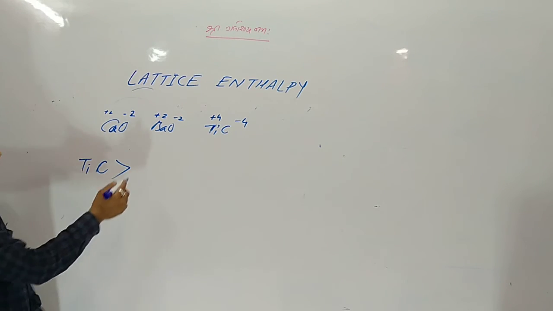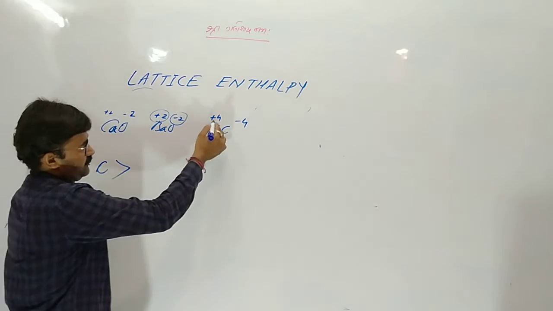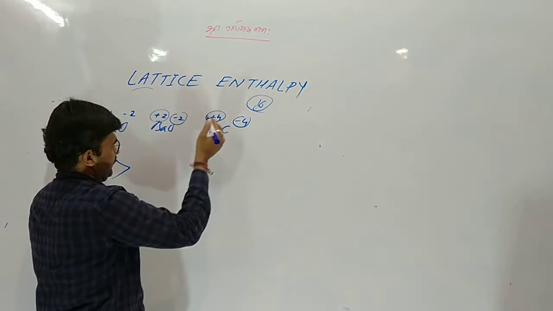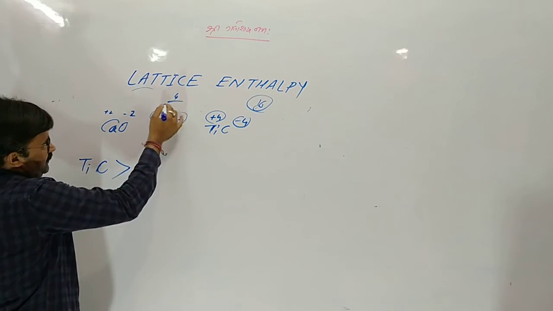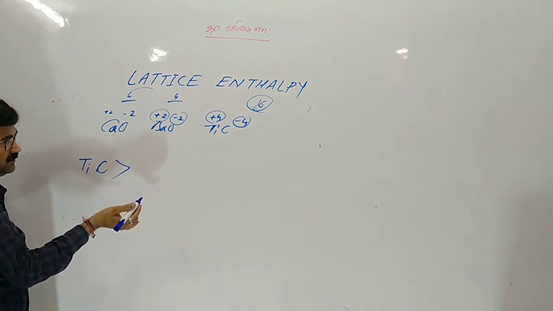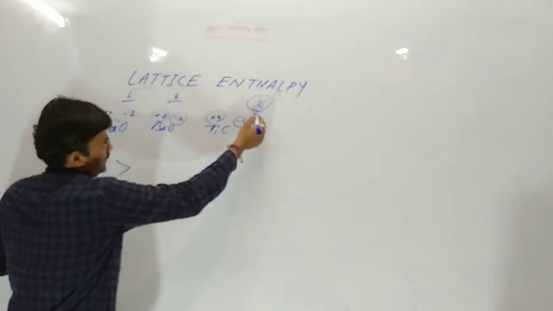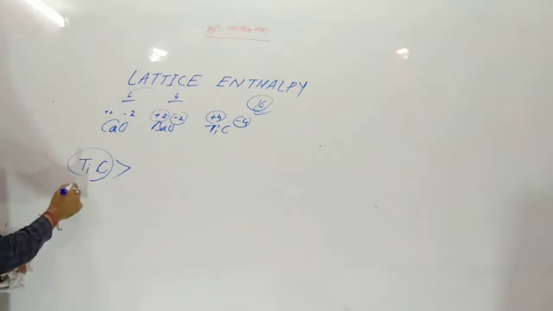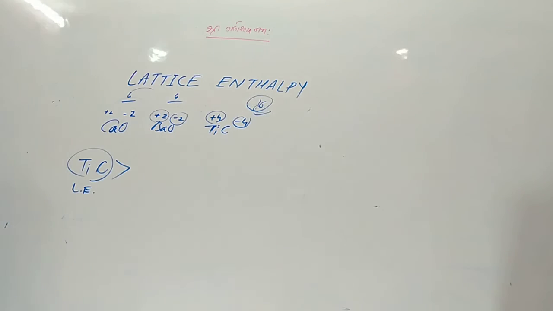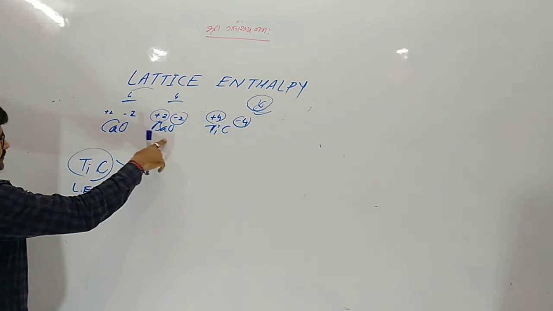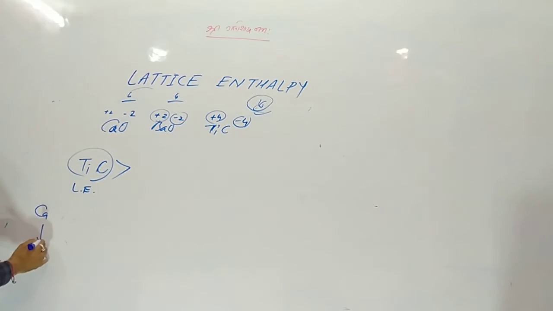Now plus 2 plus 2, here the upper part is 4. For titanium carbide, 4 times 4 is 16 upper part. Now the lower part we have to discuss. Upper part 16, so the highest lattice enthalpy is for titanium carbide. Now in these two, from calcium to barium, size increases.